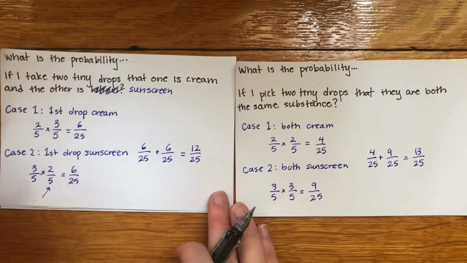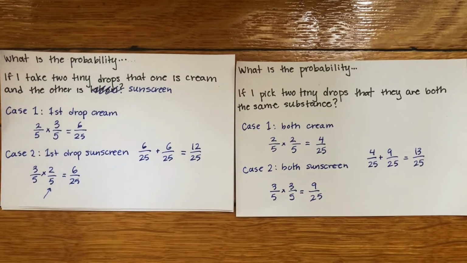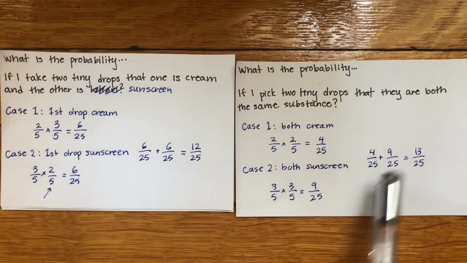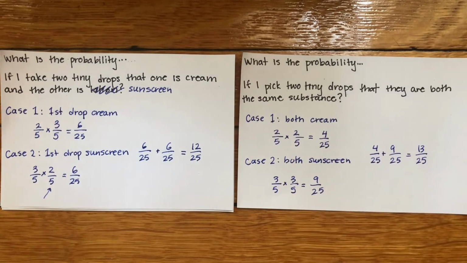So an interesting fact that you may notice is that the probabilities here are actually very similar. So a cool question that you might be given is, which is greater, the probability that you get 2 drops where one is cream and the other is sunscreen, or the probability that they're both the same. The other interesting thing you might notice is that together they add to 1. So 12/25 plus 13/25 is equal to 1. And if you think about it, that makes sense, because when you pick 2 drops, you are either getting 2 that are different or 2 that are the same. So it would make sense for those 2 to add up to 1.